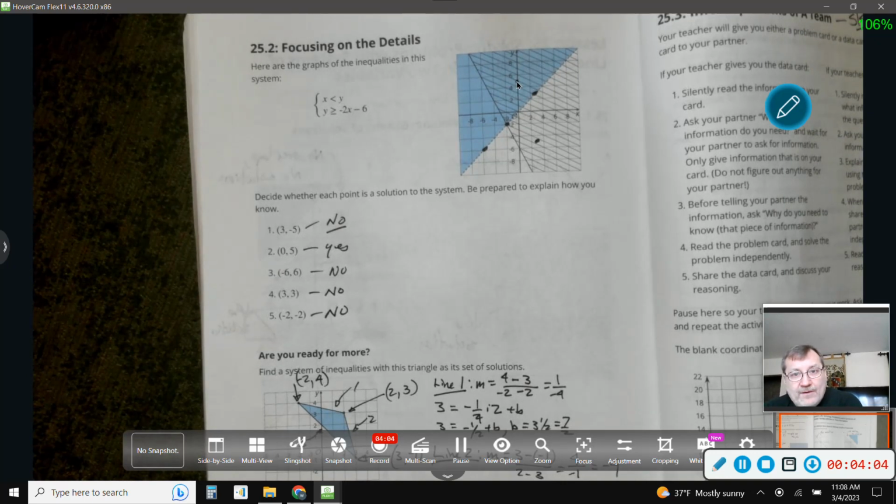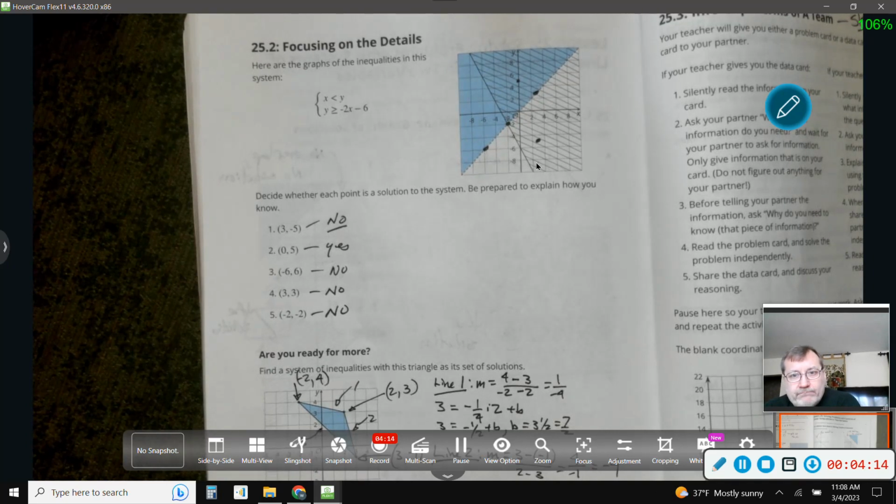You have one that's up here, one that's down here, which is clearly in the zone of what the solution is and where it's not. It just satisfies one, and that's it. So this is the only one that works, number 2.